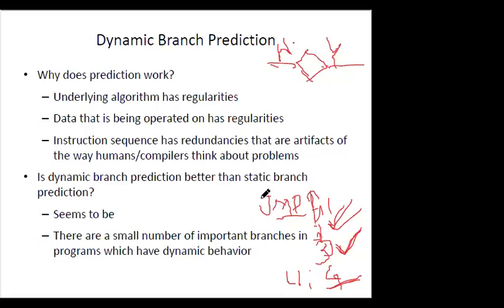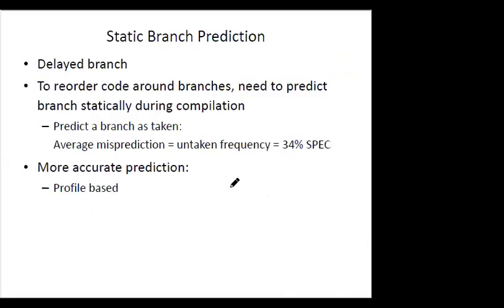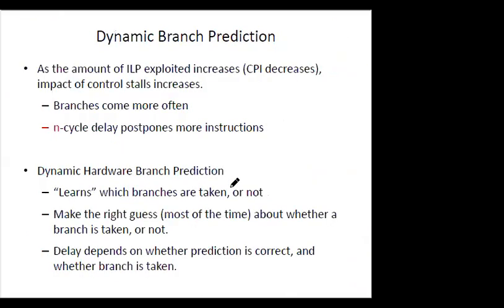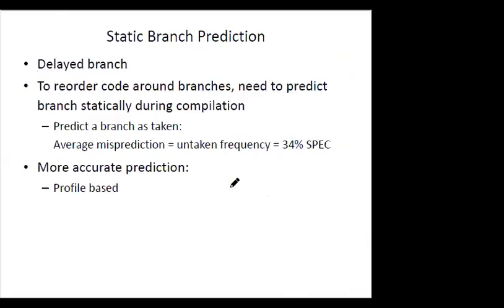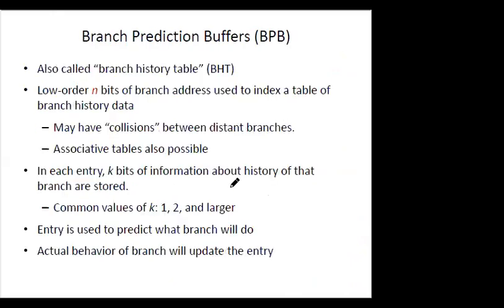So the prediction accuracy in dynamic branch prediction is higher than that of static branch prediction, and hence it is preferable to use dynamic branch prediction when multiple processes are involved. When we have to deal with single processes, then we can go for static branch prediction. This is the branch prediction buffer, or the table that we were talking about. It stores the previous history of the decisions made in the branches.